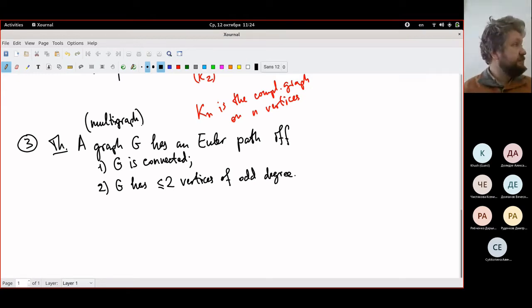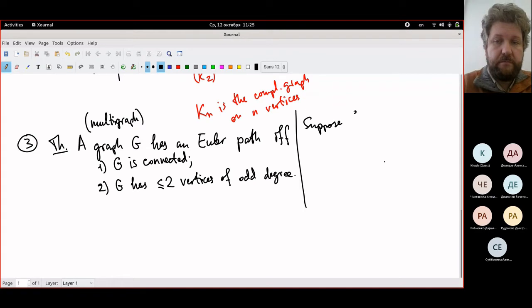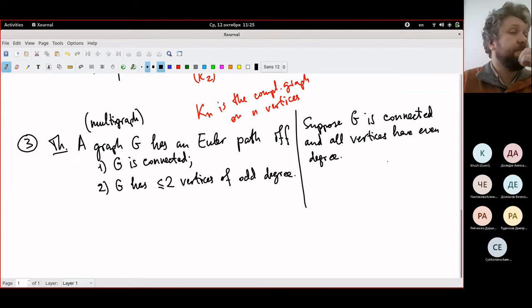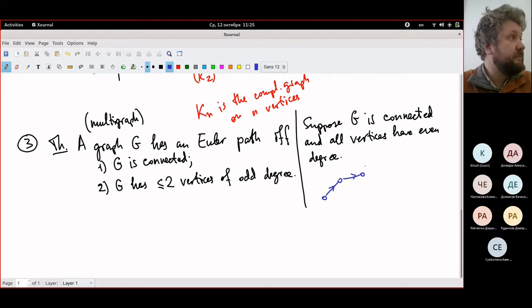So suppose that the graph is connected. Suppose for simplicity that all vertices have even degree. No vertices of odd degree. How do we proceed? Well, I would say that if all vertices have even degree, then there is always a path out of this vertex and always a path into this vertex because it's even. Okay, so we start constructing a path, right? And we never get stuck, right? Yeah. So we go forward.